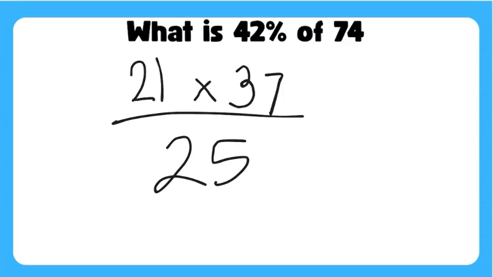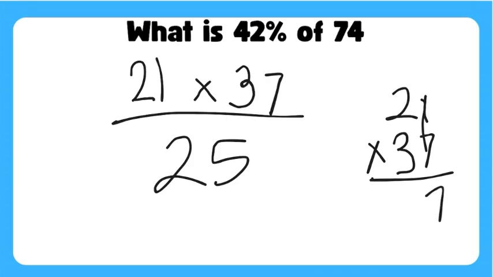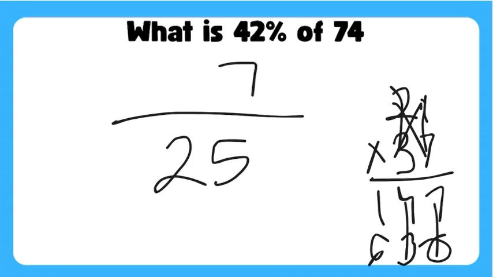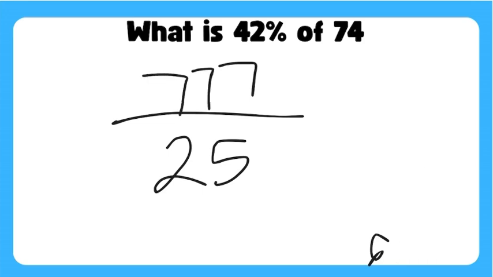So now what we will start is just multiplying 21 and 37. I don't have much space, I'll do it up here. So 21 times 37. Now 7 times 1 is 7, 7 times 2 is 14, put a 0. 3 times 1 is 3, 3 times 2 is 6. So that gives us, we add these to get 7, we add these to get 7, we add these to get 7. 777 over 25.